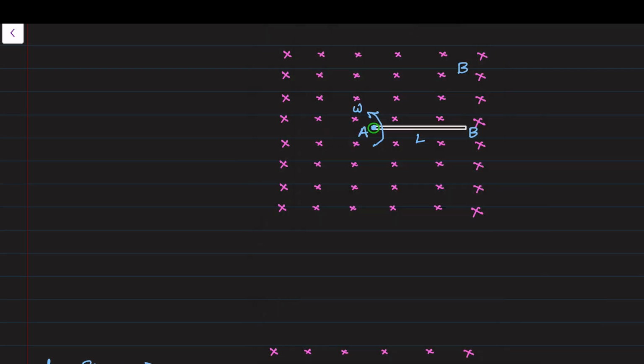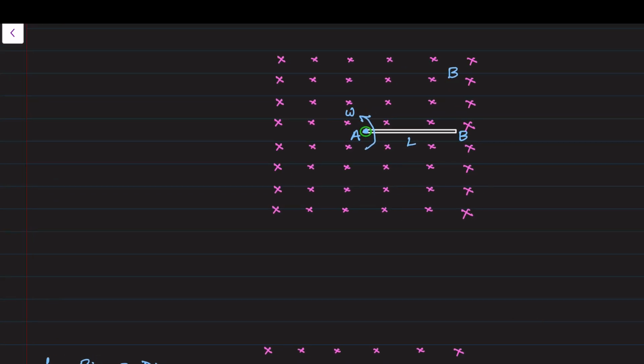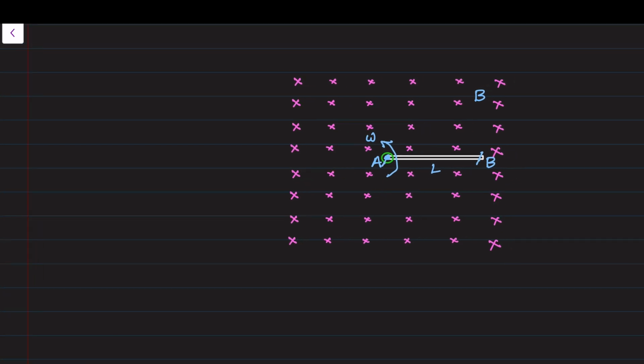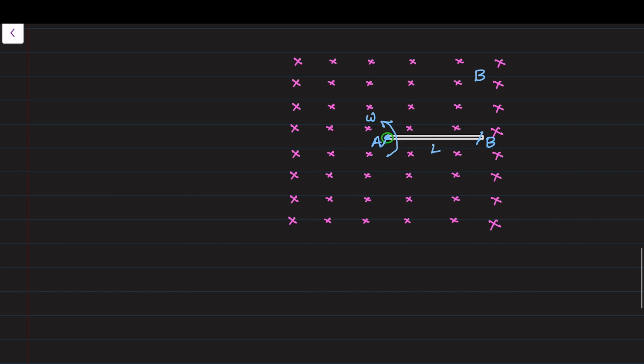Now in this question, what is happening? We have one conducting rod AB which is rotating with angular velocity omega about one of its ends in a uniform magnetic field. And we have to find the EMF induced across AB. Right? So how to proceed with this type of question? Now here, if this rod is moving with angular velocity omega, the velocities of different parts are different.